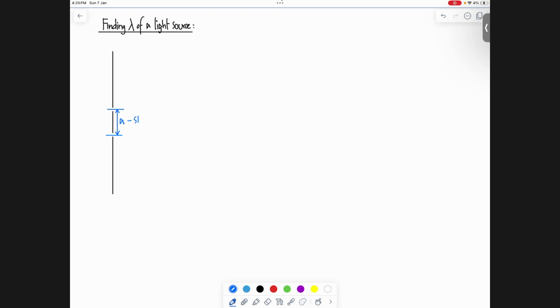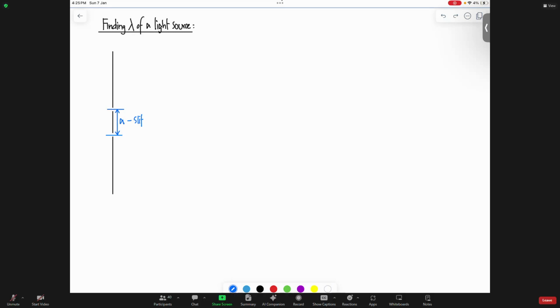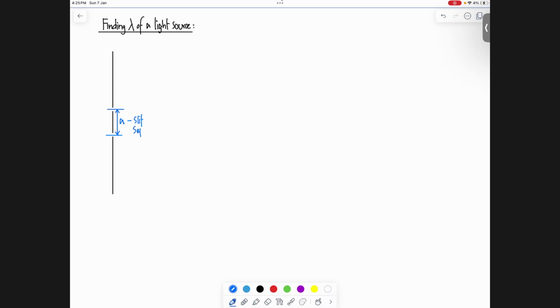It is called slit separation. Slit separation is the distance between two slits in your setup. This is referred to as A, and it is called slit separation. You have to take it from the center to the center. That's important, okay? Not from left to right or top to bottom, center to center. So this is called slit separation.